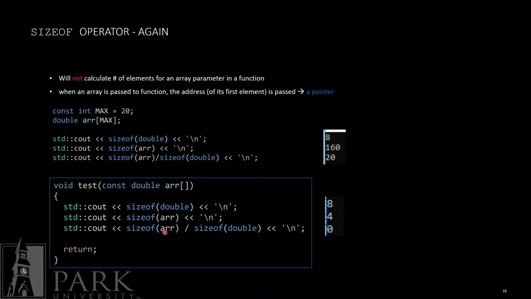So again, the sizeof operator only works on local and global declared arrays. I mean, you can use the sizeof for any variable type, but if you're trying to get the size of the array using this algorithm right here, give me the size of the array divided by the size of its contents, that will tell me how many elements I have. It only works in a local or globally declared array.